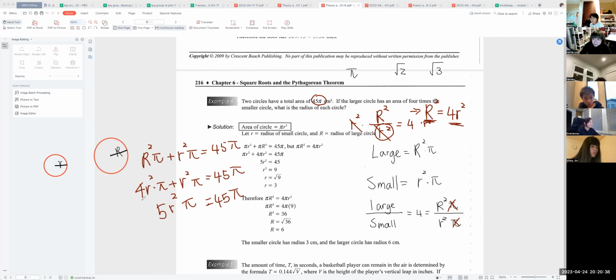Okay, so this adds up to 5 r squared pi equals 45 pi, correct, everybody? You see 4 r squared pi plus 1 r squared pi. So that's the thing. So r squared pi equals 9 pi, correct? I divide by 5, both left side and right side. And then I divide by pi, both left side and right side. So r squared equals 9. So r equals 3. Don't forget about it, centimeters.